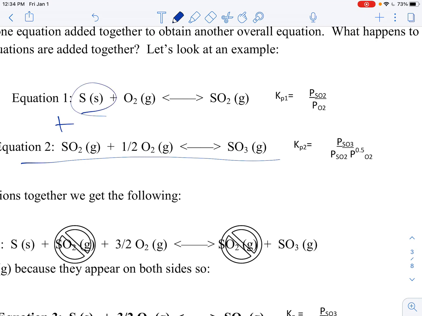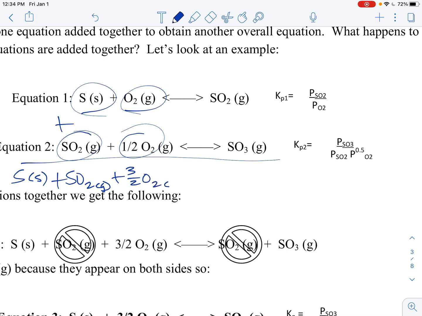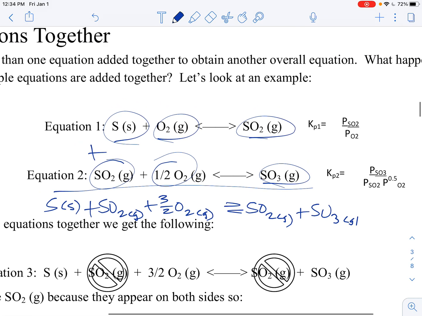Well, when I add these two equations together, check out what happens. I still keep my sulfur, and then I have an SO2 on the left-hand side, and I have 1.5 oxygens, so that's 3/2 oxygen that's a gas. And that's going to be in equilibrium with an SO2 that's a gas and an SO3 that's a gas, which is here. All right, well, check it out.